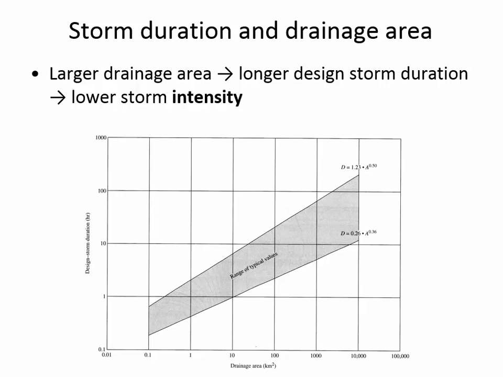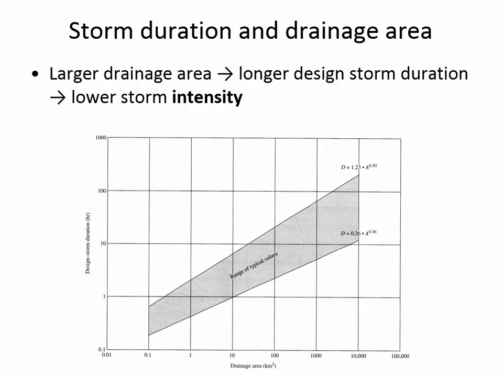Here is a graphical illustration of the very same effect. This graphical illustration is showing that if you have a small drainage area, most likely the storm is going to be short. And so it's not going to last very long because the clouds will pass over the area very quickly. But if you have a large drainage area, the storm will last longer because it takes a longer time for the clouds to move over the area.